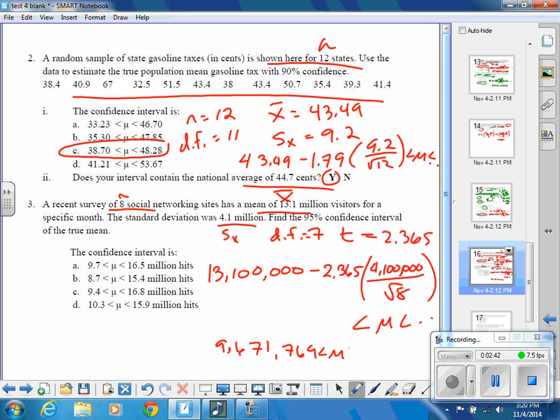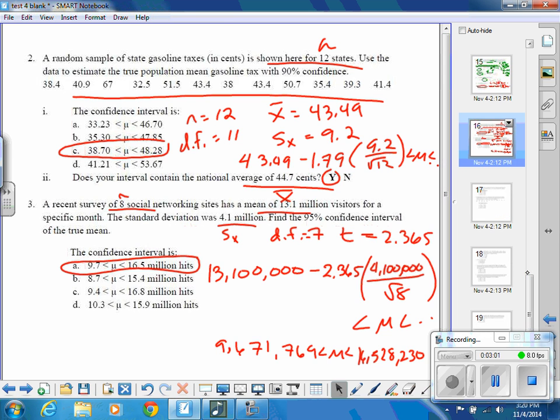9,671,769 in between mu. I'll write the other one. It comes out to be 16,528,230. So of course they round it to get A. Okay, just putting that out there. That's what the number would be. These are not the easiest problems. Believe me, I am very well aware of that.